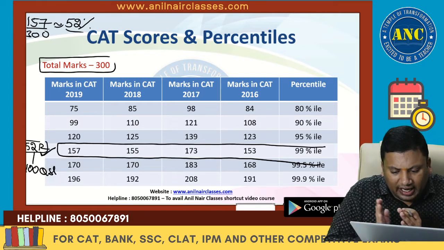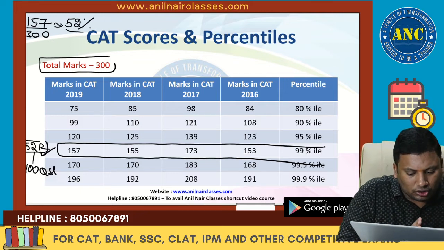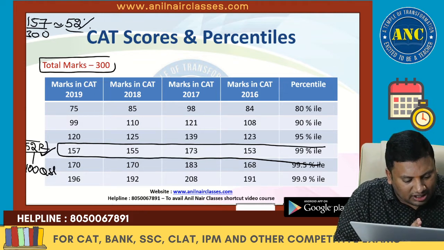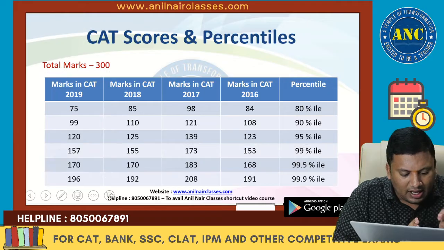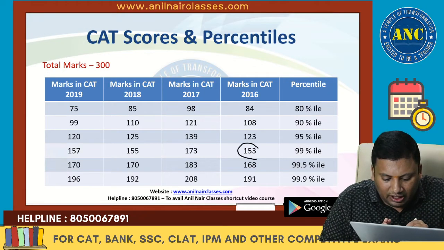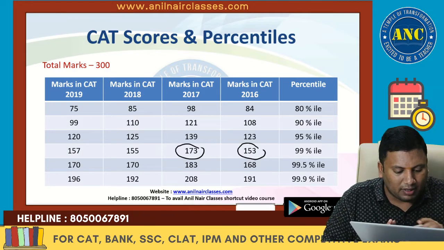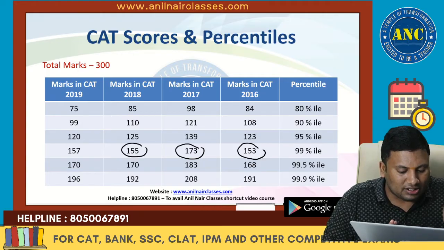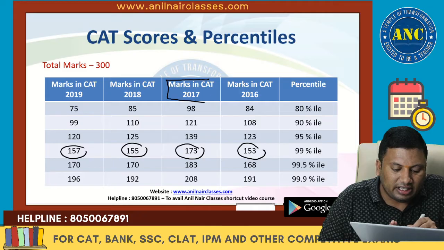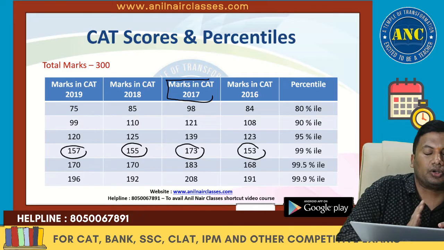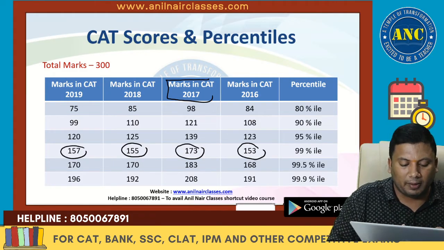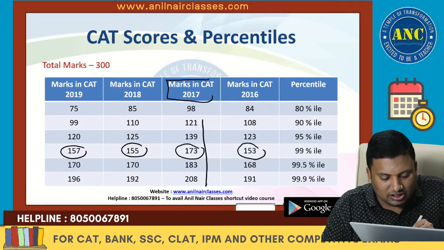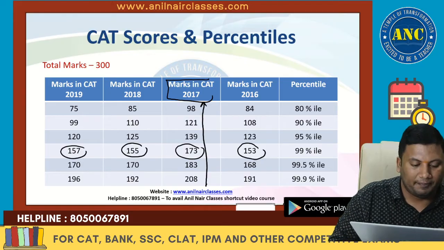Look at the trend from 2016 to 2019. It is not based just on the last year: 153 marks, 173 marks, 155 marks and 157 marks. The CAT 2017 paper was the easiest compared to the last 4 years of CAT papers. That is the reason you see the scores going high.